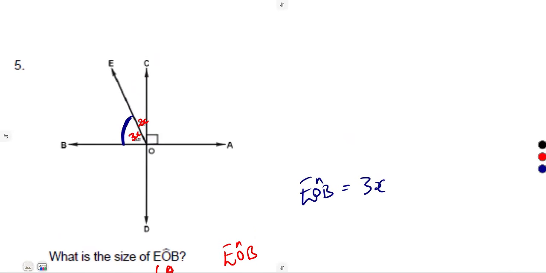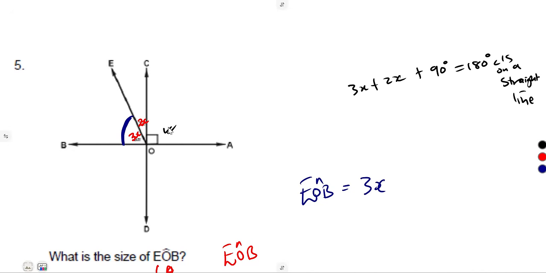To find the value of x, there are so many ways, guys, that we can use. We can consider angles on a straight line. AOB is a straight line. From A to O to B, we have a straight line. So angles on a straight line add up to 180 degrees. So you can use that. You add 3x plus 2x plus the right angle that you're given there, which is 90 degrees, and equate to 180, angles on a straight line.